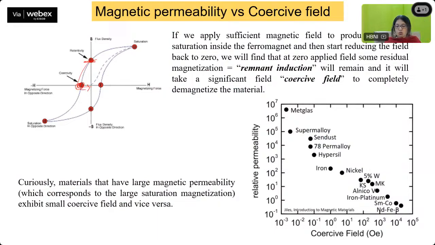So if you plot the coercive field versus the relative permeability for different materials, you will see that materials which have a very large magnetic permeability, which basically means a very large saturation magnetization, exhibit a very small coercive field, and vice versa. So this is how it works.